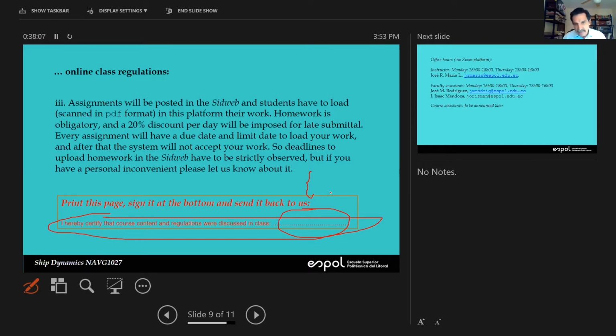If the time comes, you can tell me, oh, I didn't know. No, I have your signature, meaning that you read and I explained to you these regulations and you agree, okay? So forget about that. For that, I need a proof, and this is the proof that I need. So please print, sign, scan, and send it to me, okay?